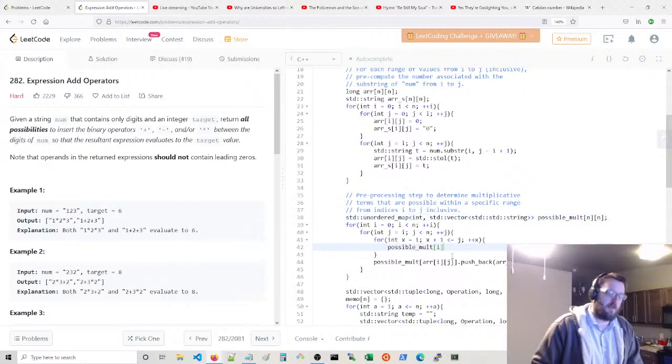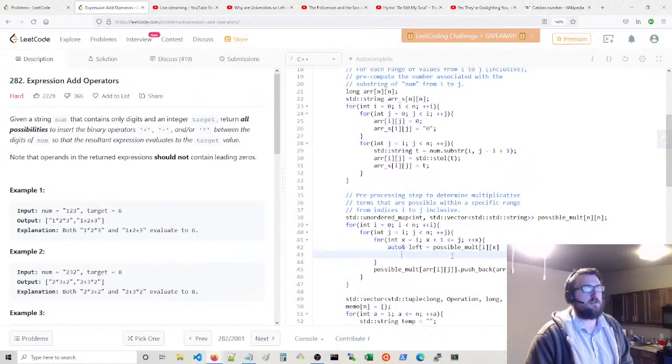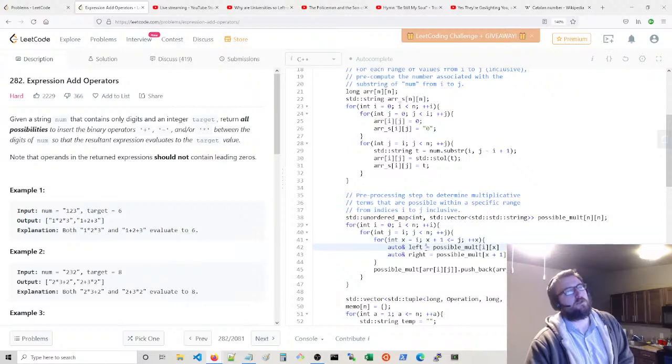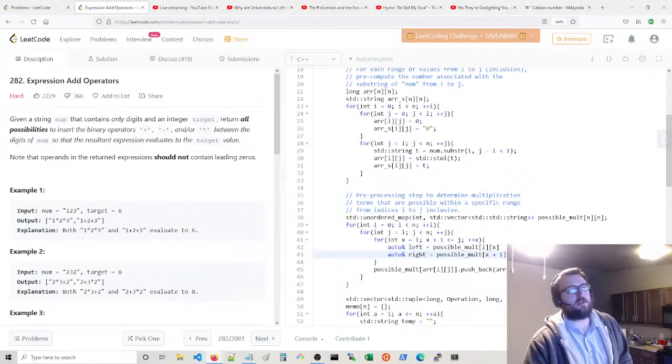So now we can say from I to X is the left side. We'll call that left side. And then the right side is mult of X plus 1 to J. So the left side with the right side, and what we want to do is loop over the left, take the Cartesian product of the left and right sides, which is, for each of these integers, you loop over the other integers, add them together, and combine the strings.